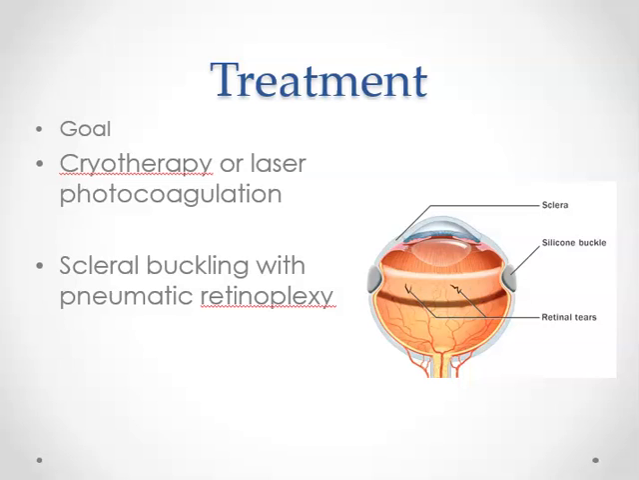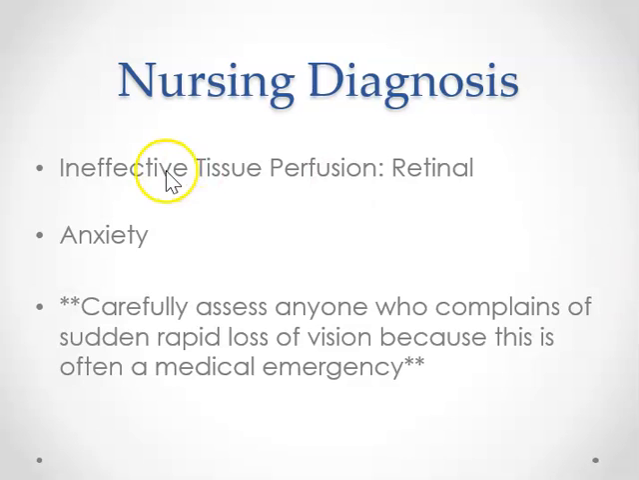And then pneumatic retinopexy, that's when air is injected into the cavity and the body is positioned so that the air bubble pushes the detached portion of the retina back in contact. Nursing diagnosis, ineffective tissue perfusion related to the retina, they're going to have some anxiety. This is kind of a scary thing that happens. So you want to make sure that you're carefully assessing anybody who complains of sudden and rapid loss of vision, because that's going to be a medical emergency.